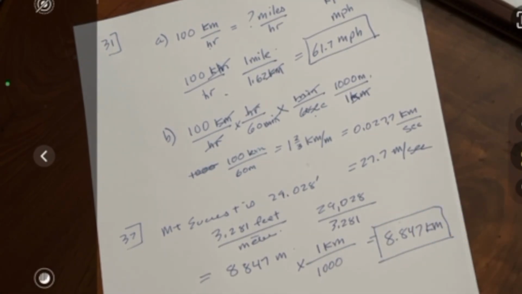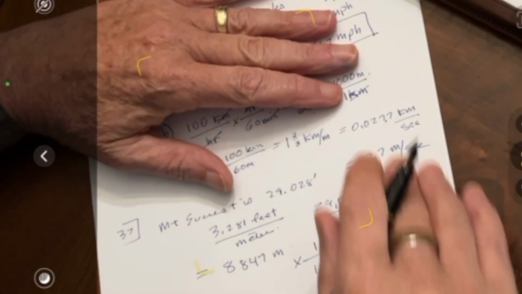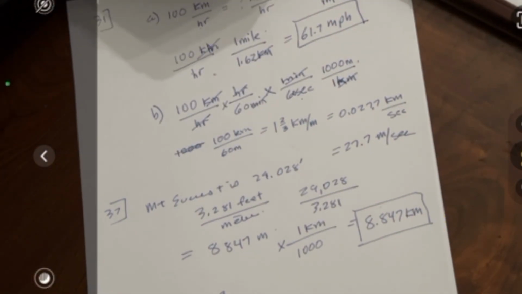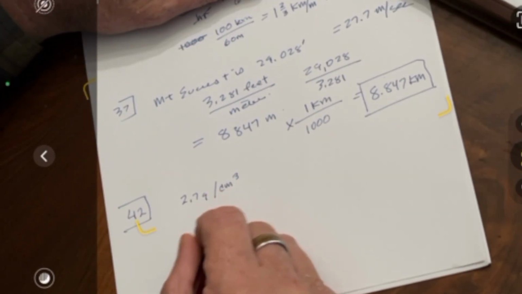Pretty straightforward. Okay, 42 says the density of aluminum is 2.7 grams per centimeter squared, or centimeter cubed, excuse me. And it wants to know, what is the density in kilograms per cubic meter? Well, what's our first step? Obviously, let's draw a picture.